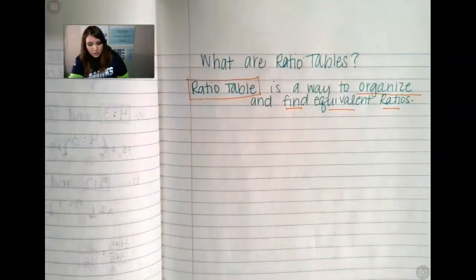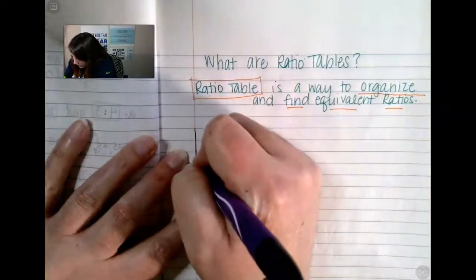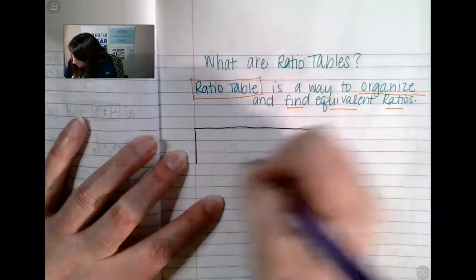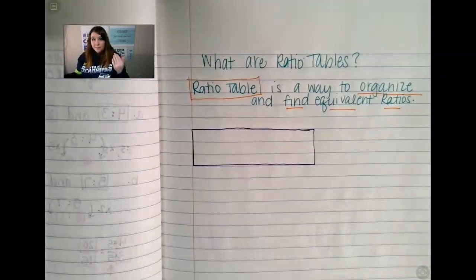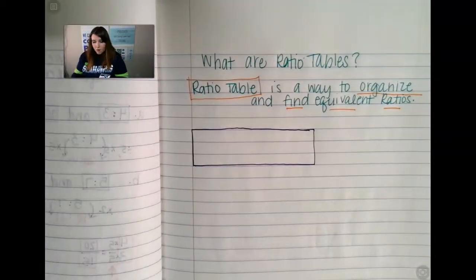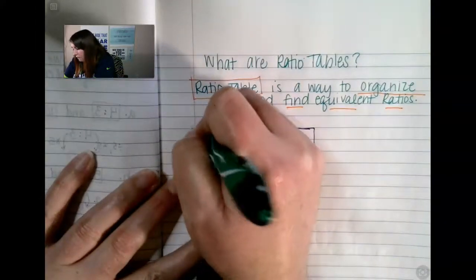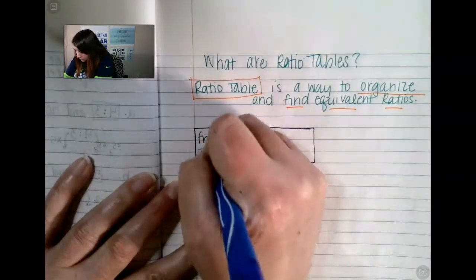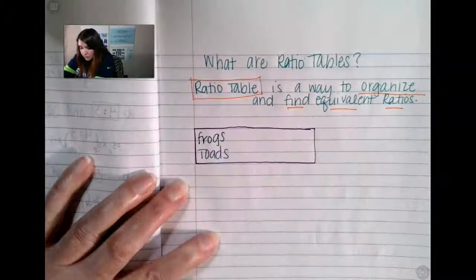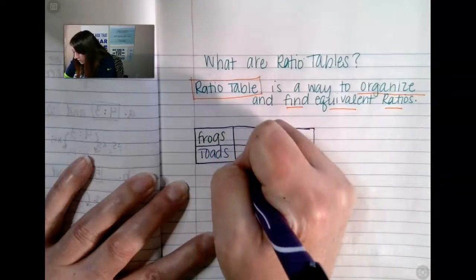A ratio table looks something like this. It has a box, and in the box, we put the data. So let's talk about frogs and toads. If we were comparing frogs and toads, we would use a ratio table to organize our information.